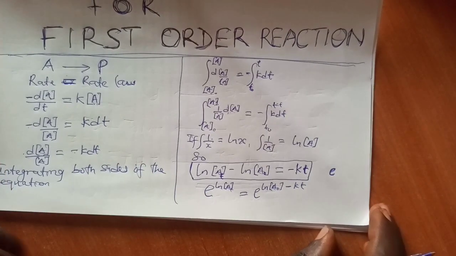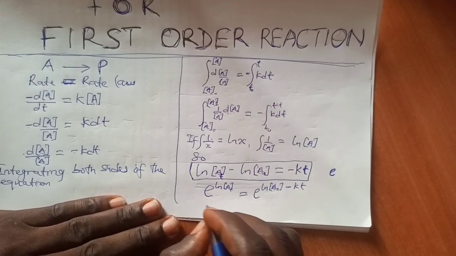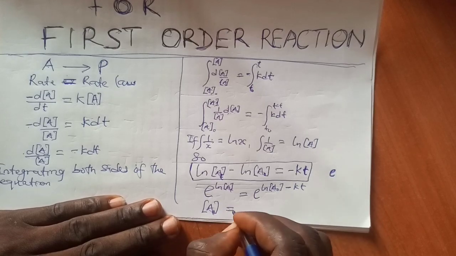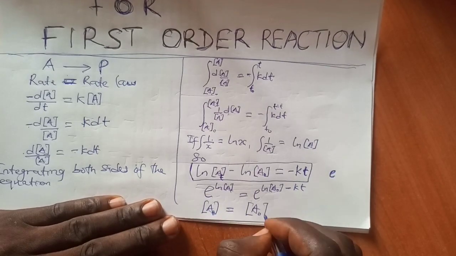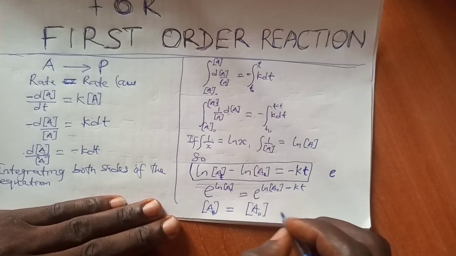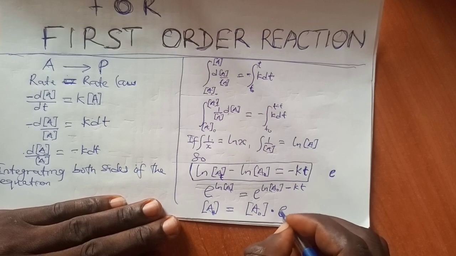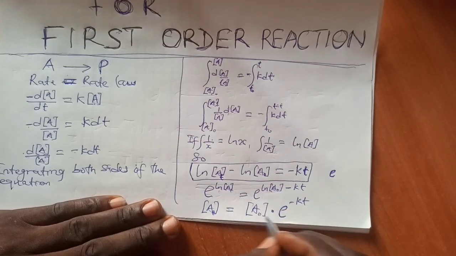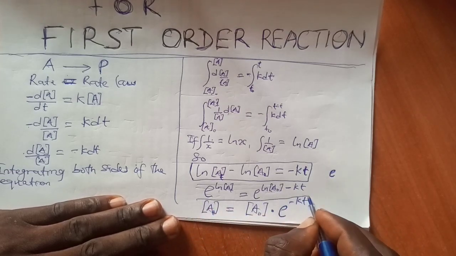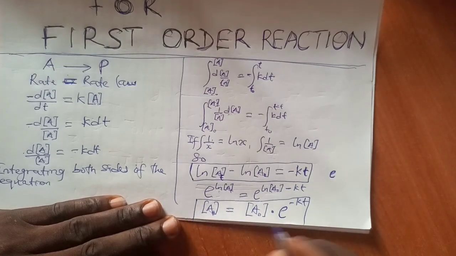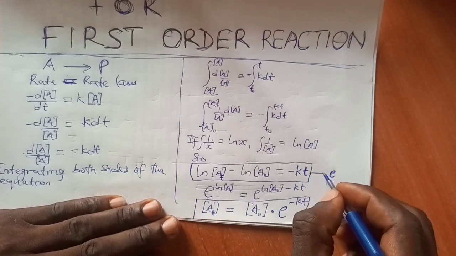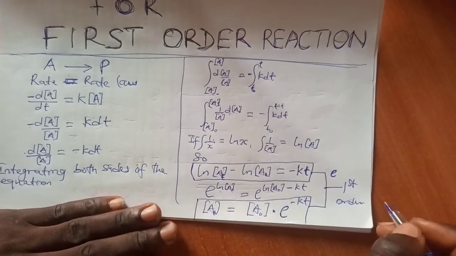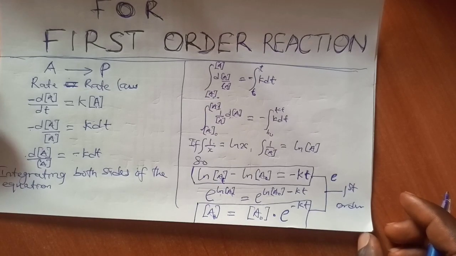So it then means in the end you are going to have the concentration of A at a particular time t is equal to the concentration of A naught, that is the initial concentration of the reactant, times e raised to the power of minus kt. If you solve this, it will give you this. So this formula is the integrated rate law for first order. This is also an integrated rate law for first order. Any of them can go. You can use them for calculation and you are going to get an answer.